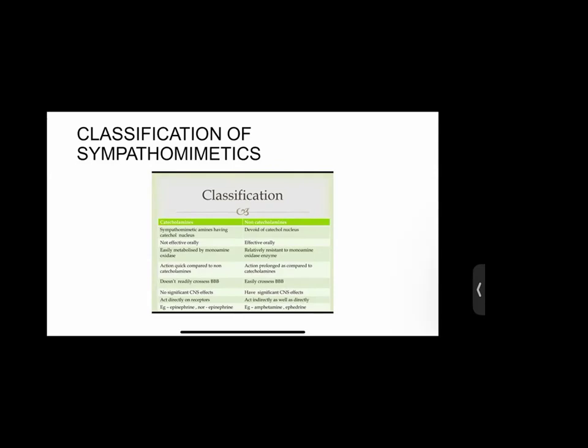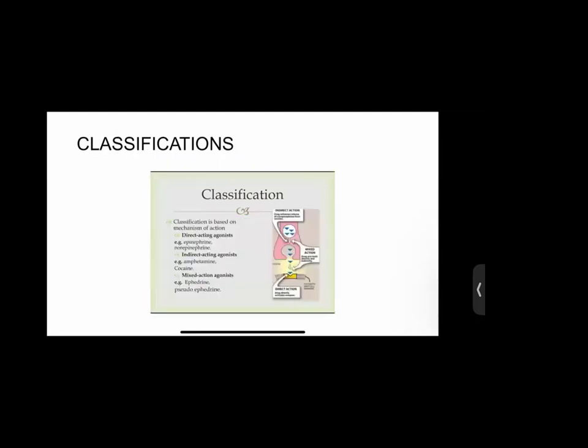On the next slide, there is another classification based on the mechanism of action of these agents. We have the direct acting agents, those that act directly on the receptors, like epinephrine and norepinephrine. The indirect acting agonists include amphetamines and cocaine. By indirect, it means that they cause the stimulation or the release of epinephrine and norepinephrine. The mixed action agents are ephedrine and pseudoephedrine.